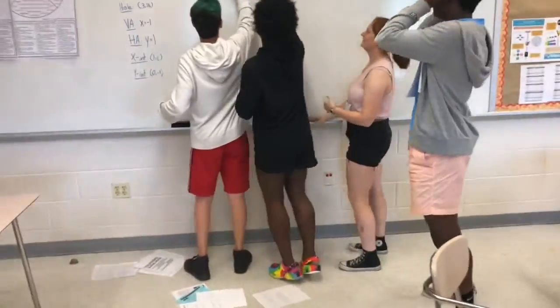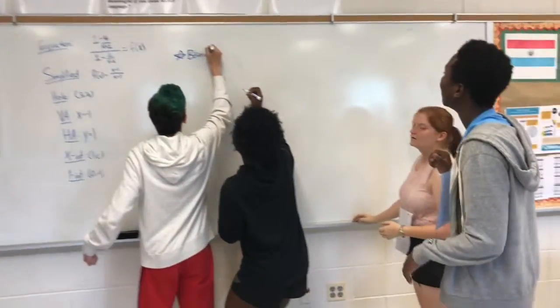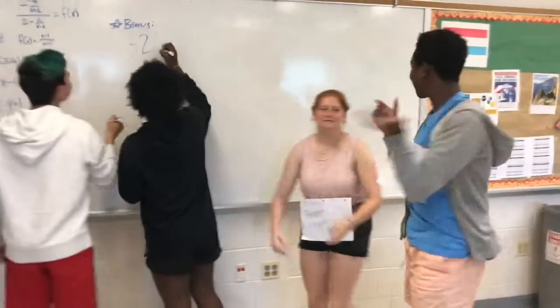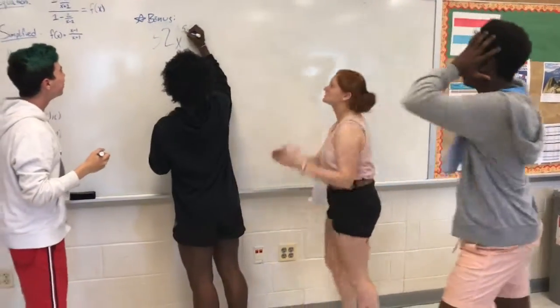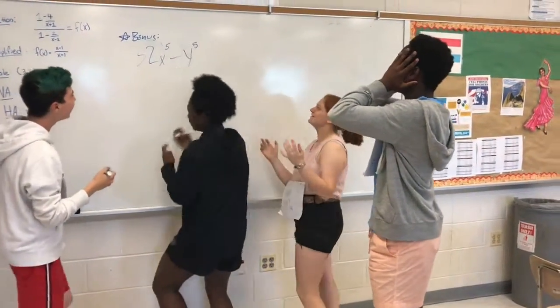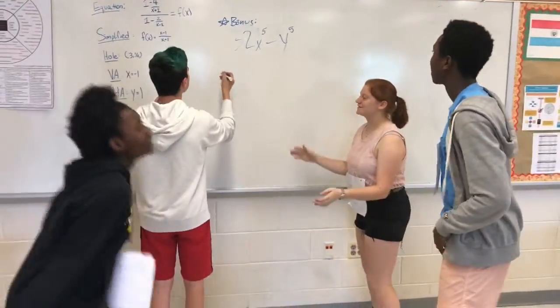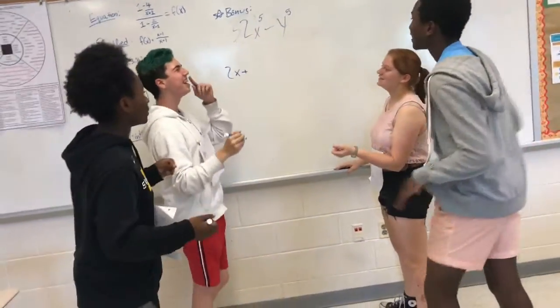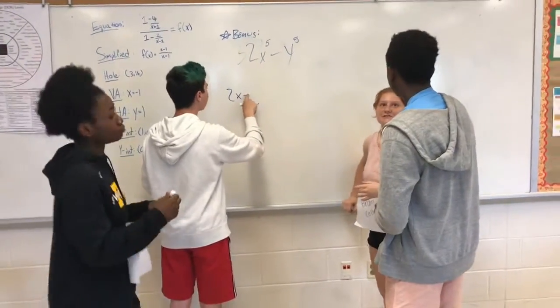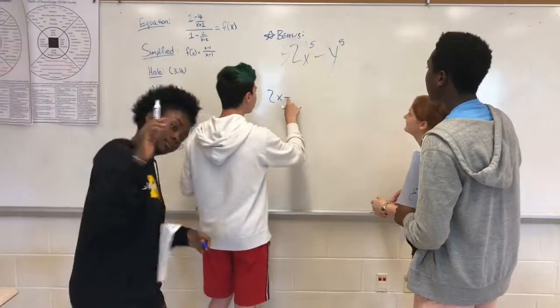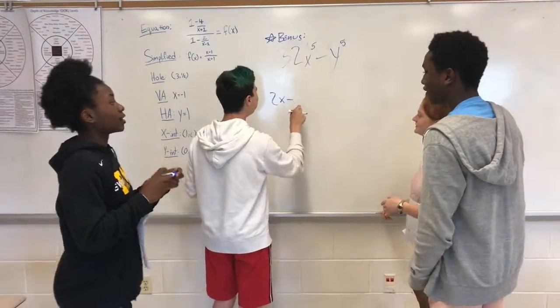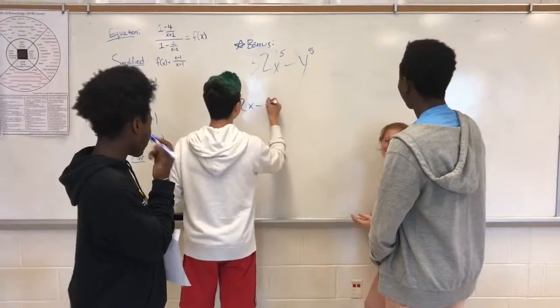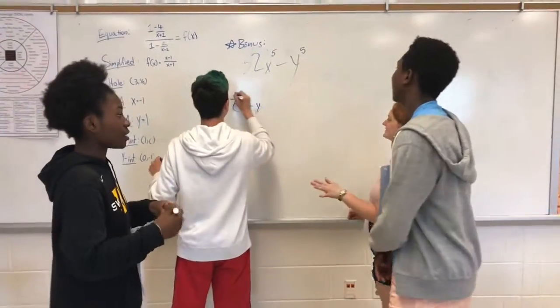There's a bonus problem. It's x to the 5th minus y to the 5th. 32 is 2 to the 5th. So we're going to go 2x minus y. Is it minus or plus? It alternates. I think it's minus. We'll test it out later. Okay, it's minus.